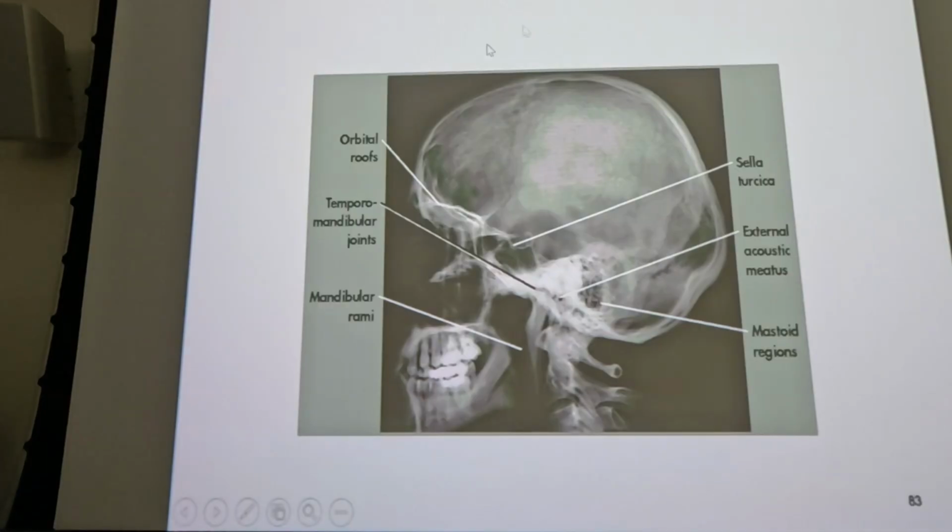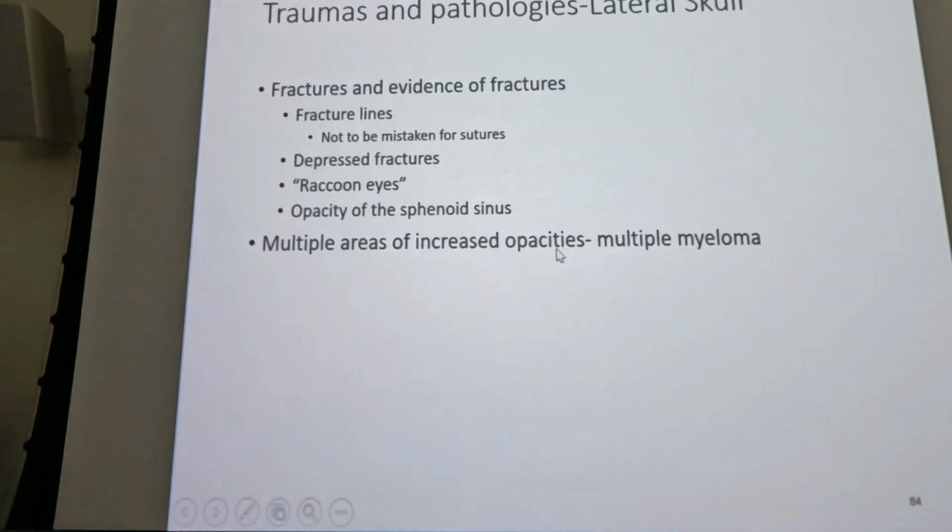So that's what it should look like, top to bottom, front to back. What we're going to look for is the mandibular rami being superimposed, which they look like they are, perfectly superimposed on this one. No rotation of the orbital roofs or the sphenoid sinus, or the sella turcica. That is the sphenoid sinus right there, right up under the sella. Good lateral skull. Okay.